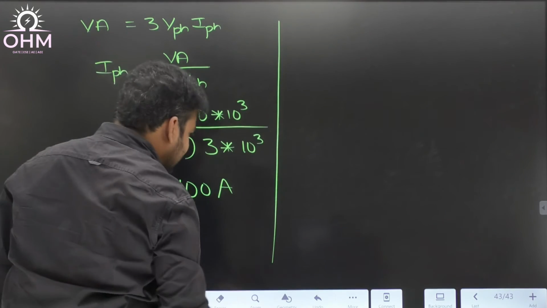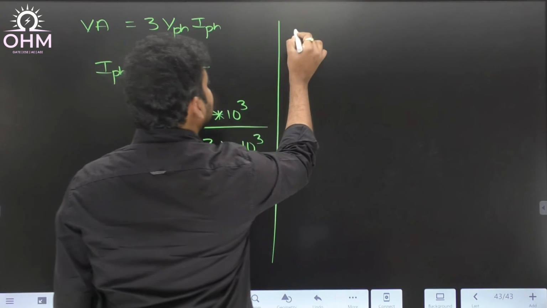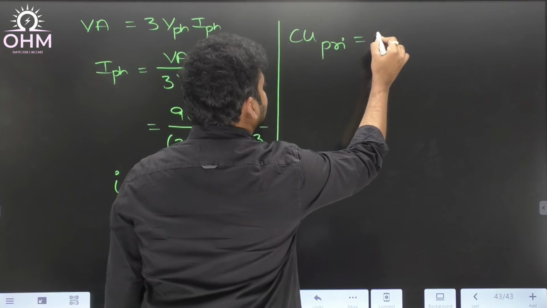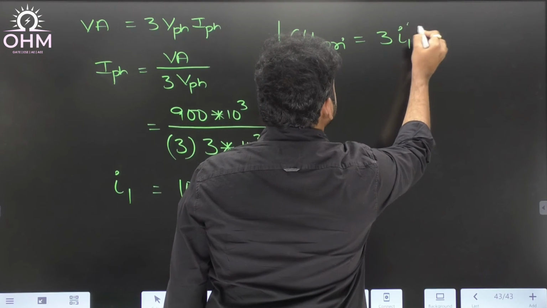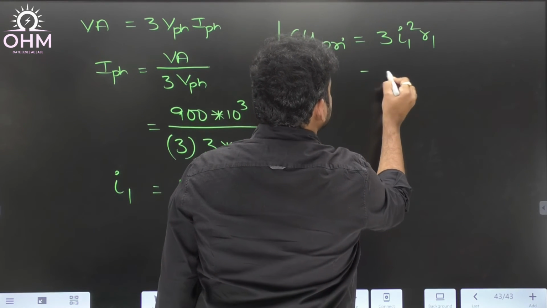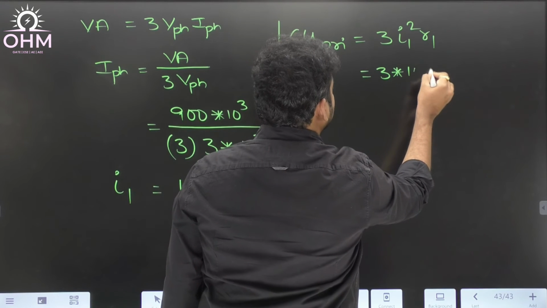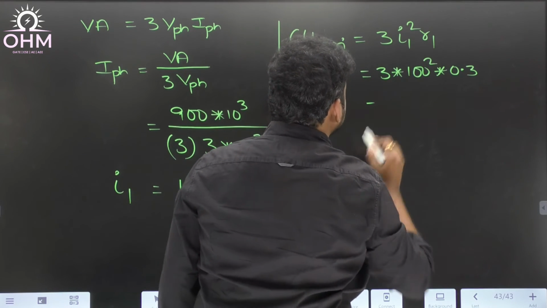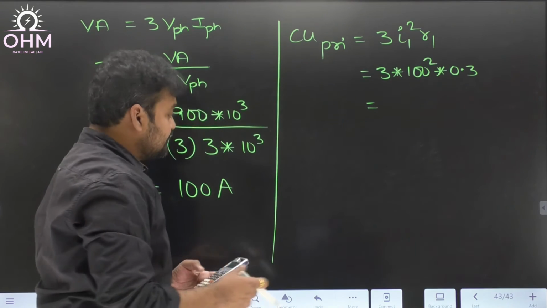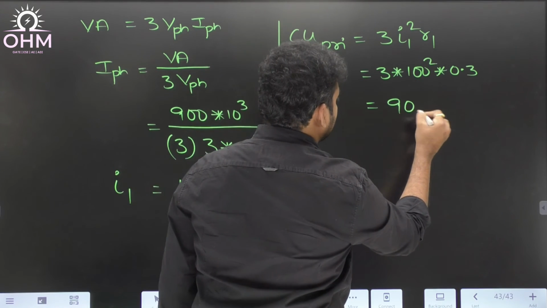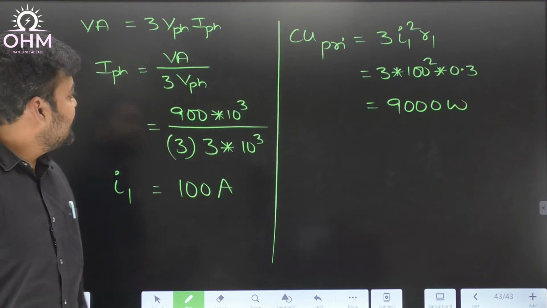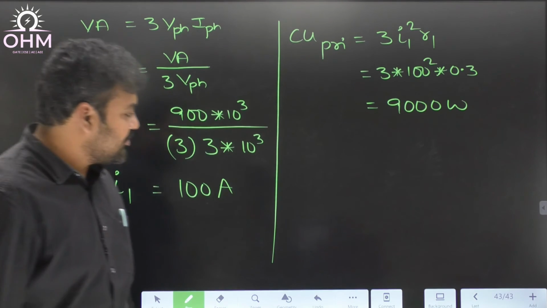If you know the primary phase current, what about the copper loss in the primary? Copper loss on the primary side is 3 I1 square into R1. So 3 into 100 square into, what is the resistance on the primary side? 0.3. So if you solve it, 9000 watt. This is the primary side copper loss. Similarly, you can find out the secondary side copper loss also.